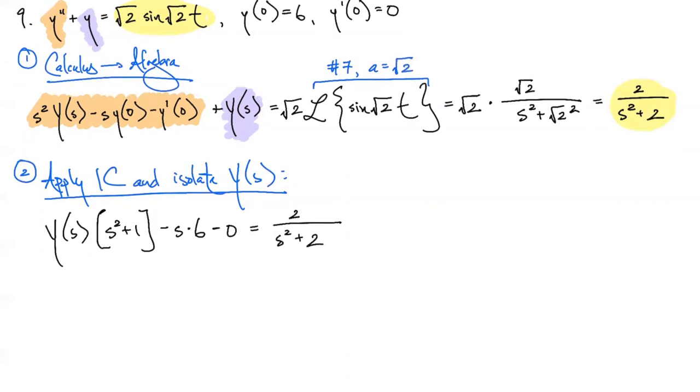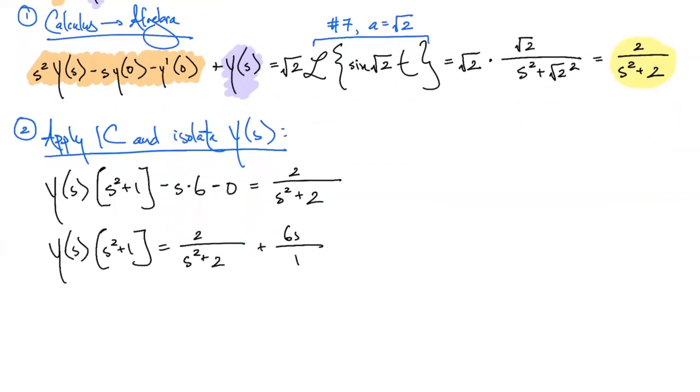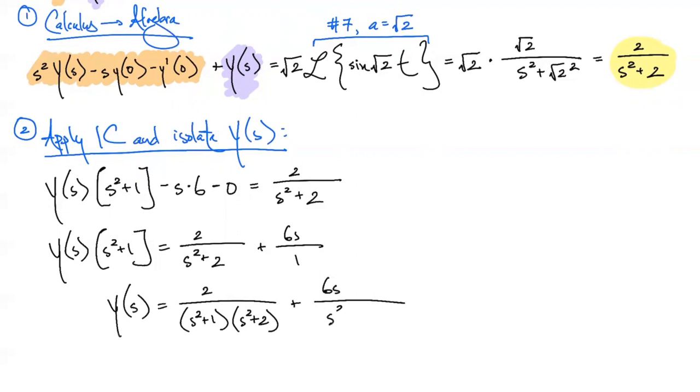All right, the 0 is going to go away. So all I need to do is add 6s to the right-hand side. And then I'm going to divide through by s squared plus 1. So Y of s, let's keep this s squared plus 1 here, is 2 over s squared plus 2 plus 6s over 1. Now I'm going to divide through. I get uppercase Y of s equals 2 over s squared plus 1, s squared plus 2 plus 6s over s squared plus 1.